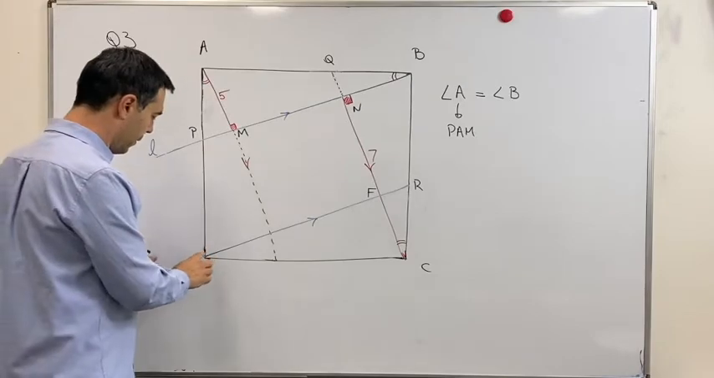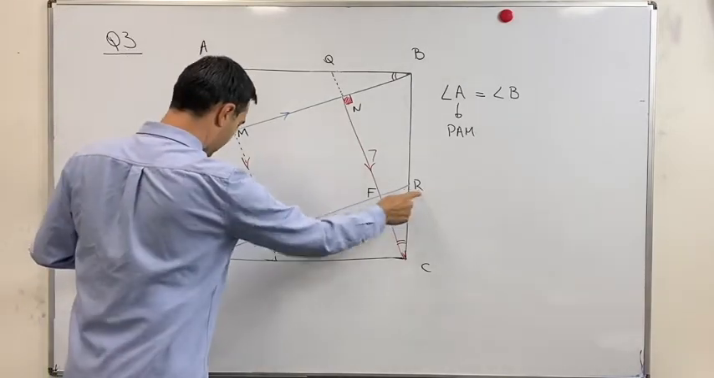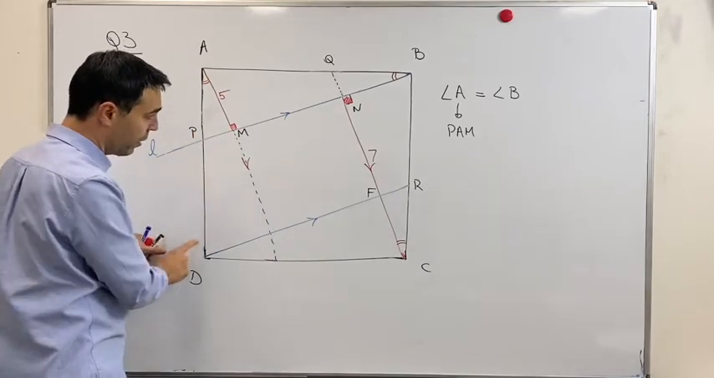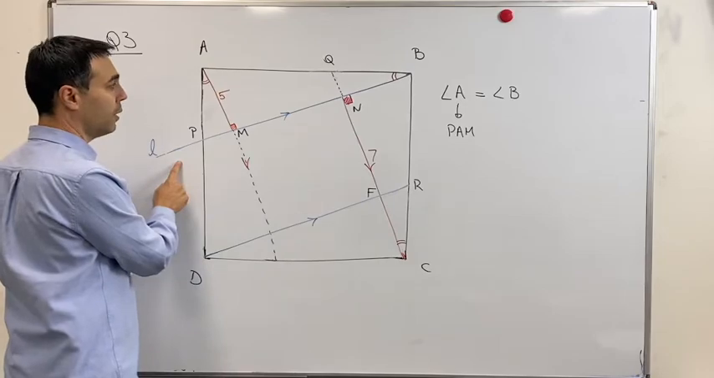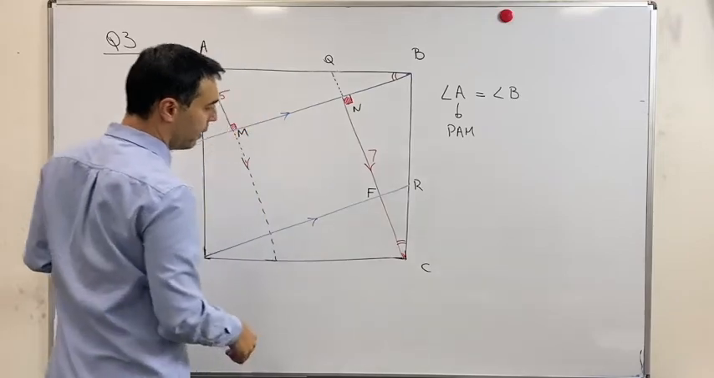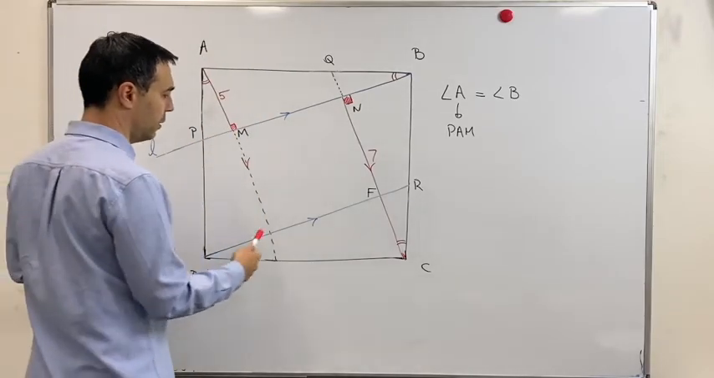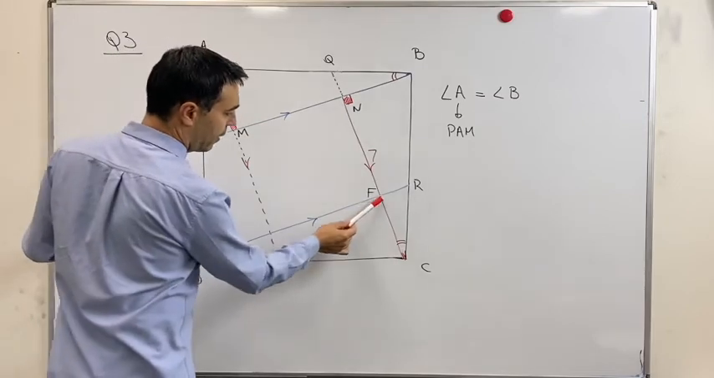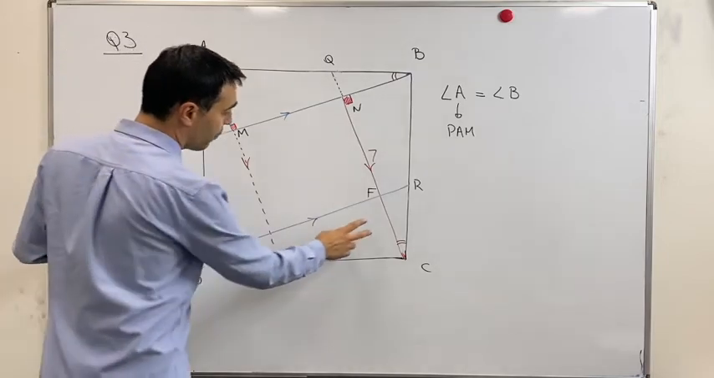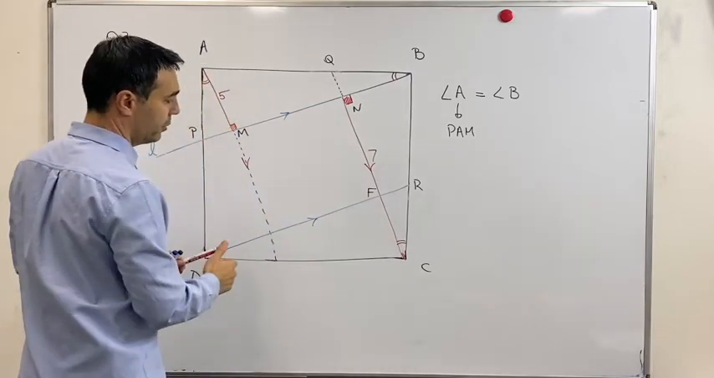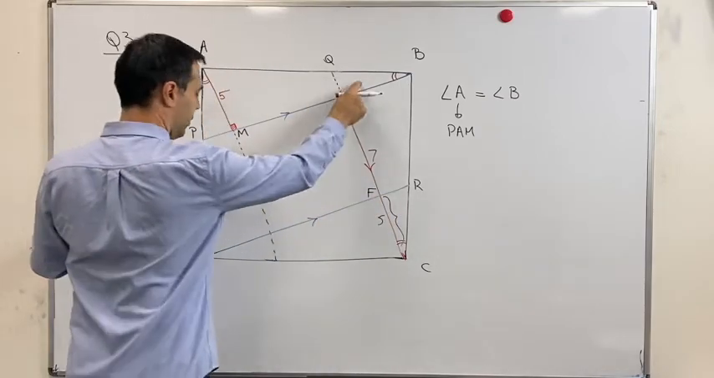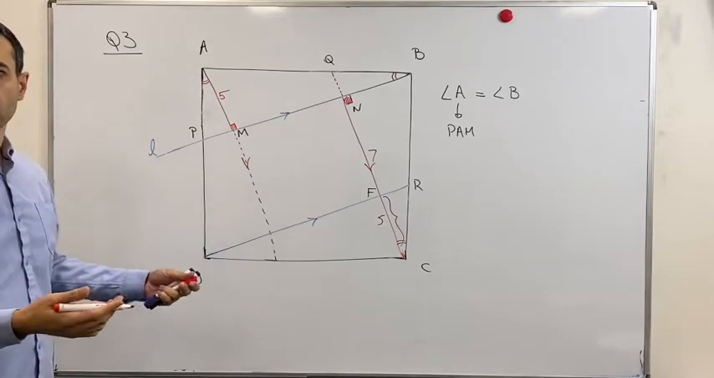Okay, so if we draw this line DR parallel to the line that was given, so DR is parallel to line L, it crosses line QC at point F. Now it's easy to show that FC and AM are equal. So what we know is this part must be 5, and this triangle, this triangle, this triangle, and this triangle, it's easy to show they're congruent.